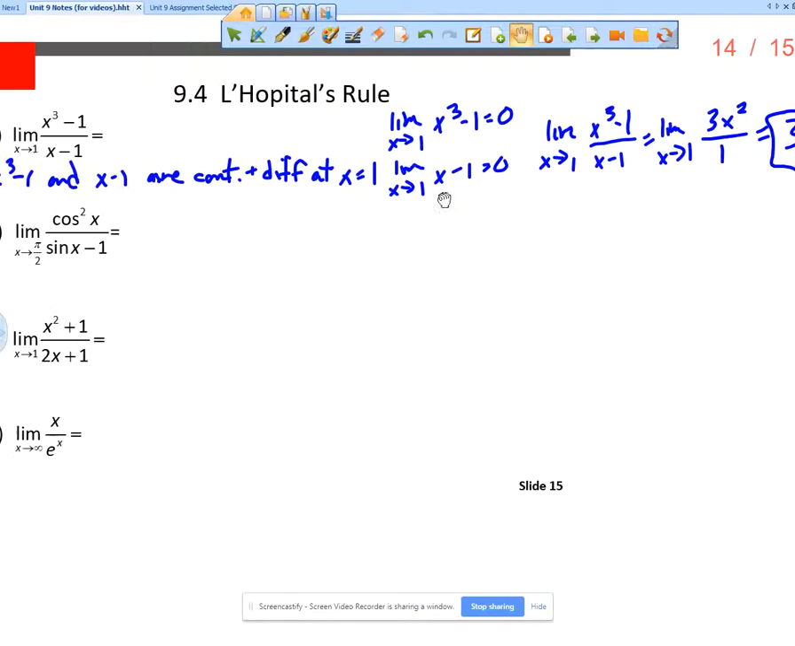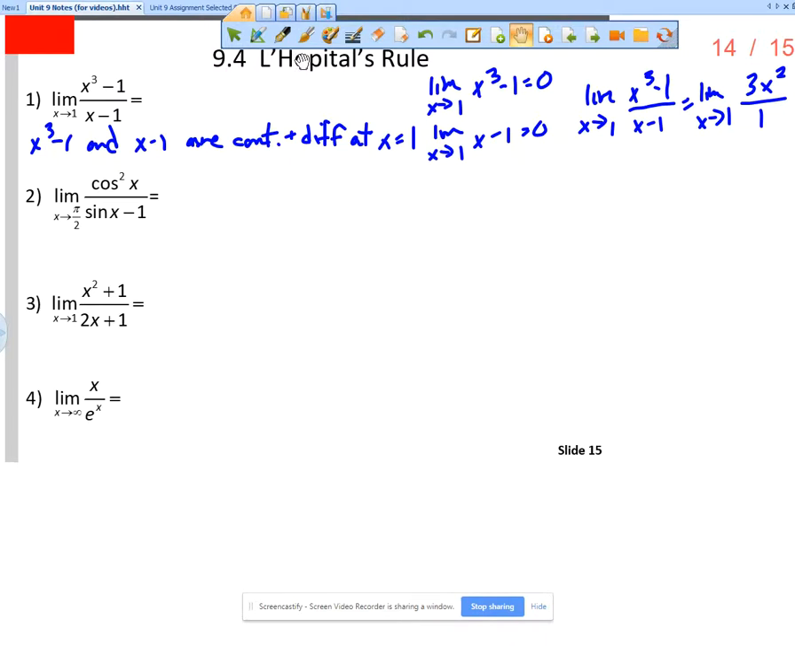All right, so now let's take a look at our next example. Our next example: limit as x approaches pi over 2. First of all, cosine squared of x. Remember, what does that mean? It means the cosine of x, squared.